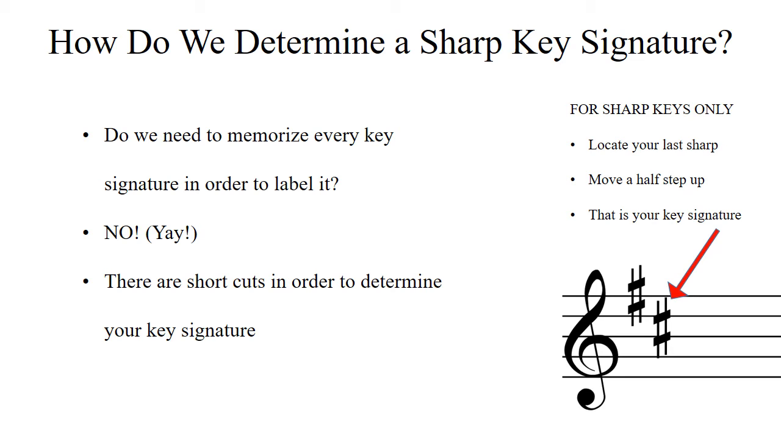What you're going to do, and there's an example in this corner on the slide, you're going to find your last sharp. So in this key signature, our last sharp is C. And you're going to take that C sharp and move a half step up. So what's a half step up from C sharp? If you're yelling at the screen, D, of course, obviously it's D, then you're right. So that would be your key signature. So once again, find your last sharp. Our last sharp is C sharp. You move up a half step. That's your key signature.